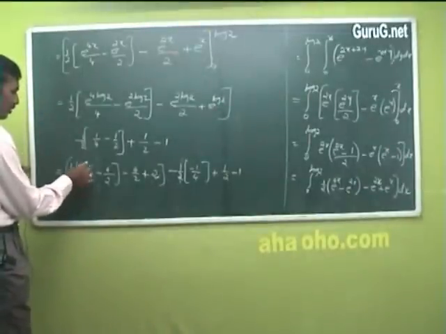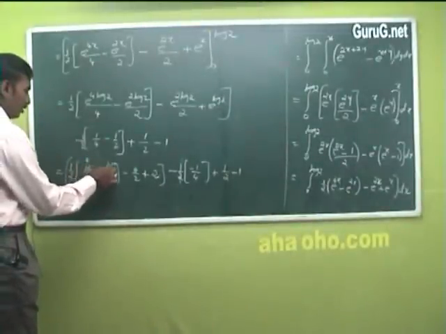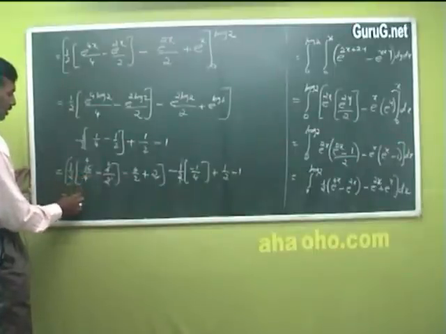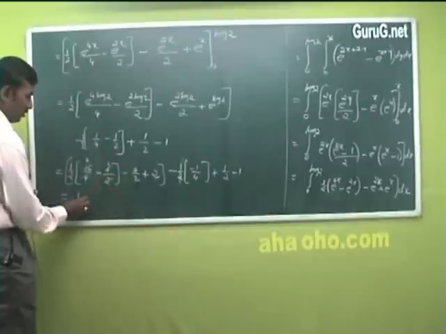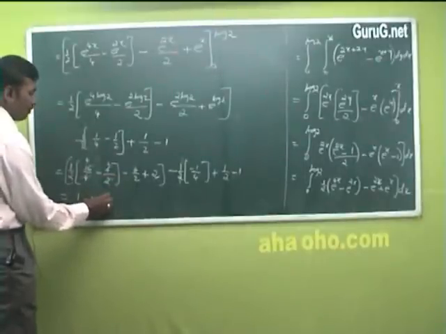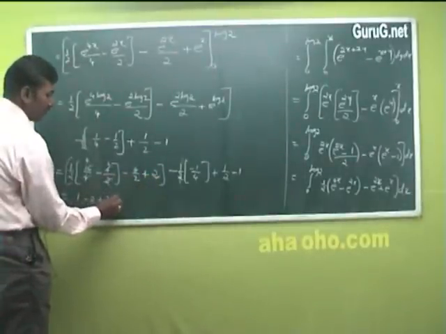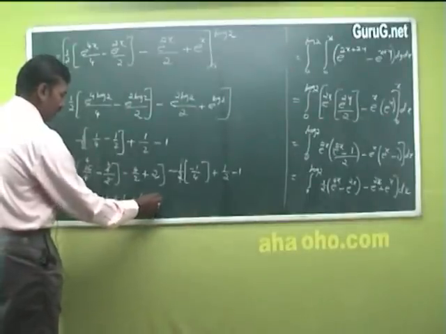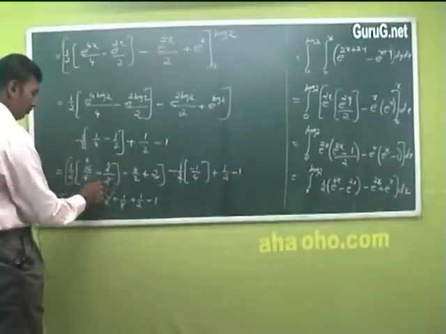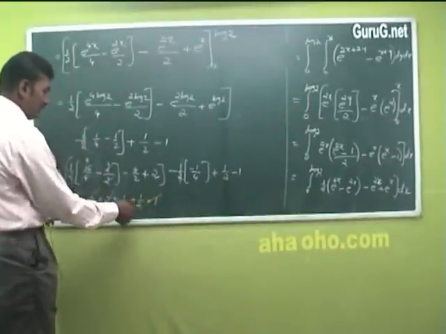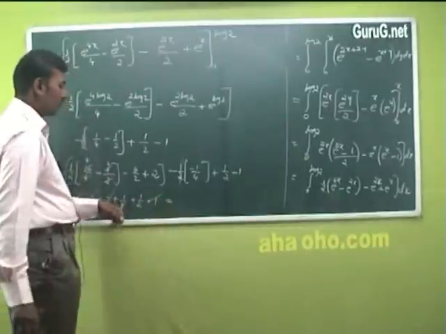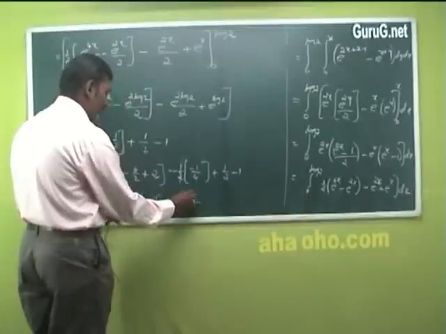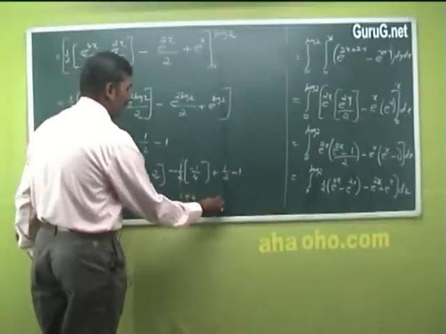Simplifying, this becomes 4, and this is another 2. So 4 minus 2, 2 divided by 2 is 1. So here minus 2 plus 2, then plus 1 by 8 plus 1 by 2 minus 1. So this cancels, and this also cancels. Taking the LCM, we get 1 by 8 plus 1 by 2. Taking LCM 8, 1 plus 4, so the answer is 5 by 8.